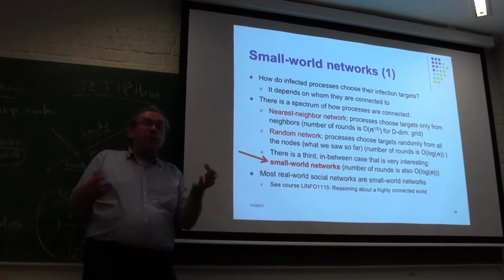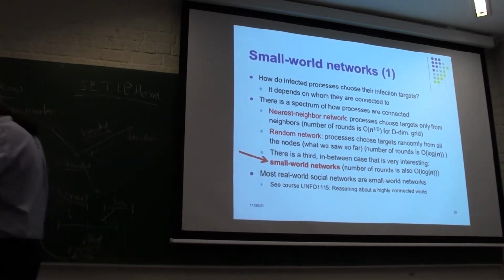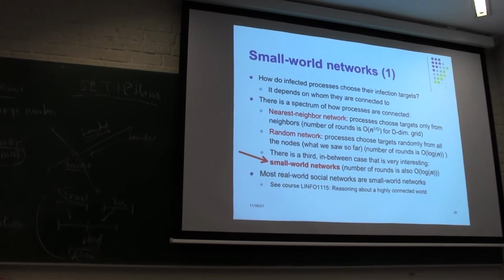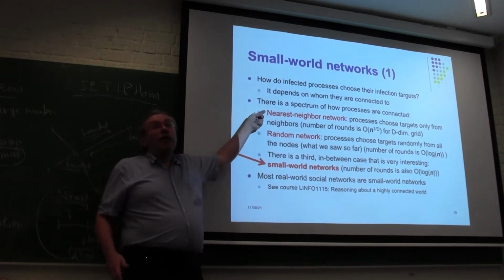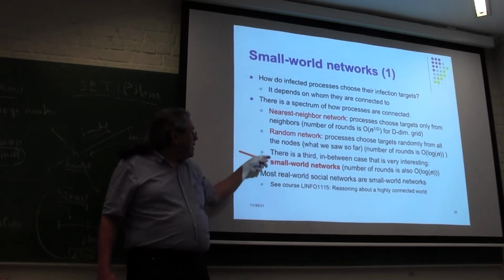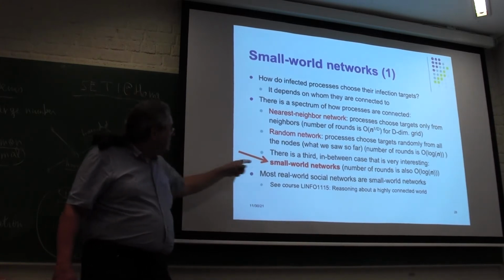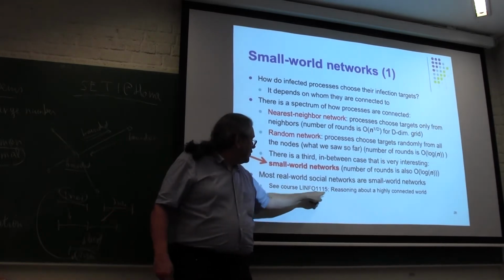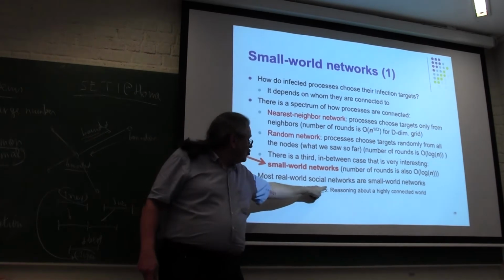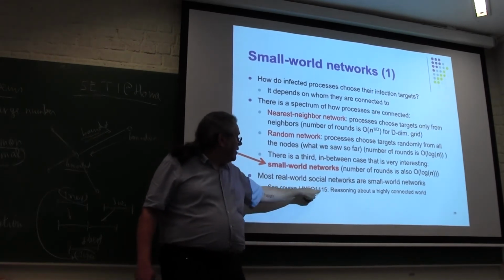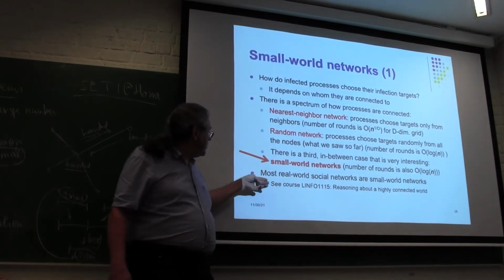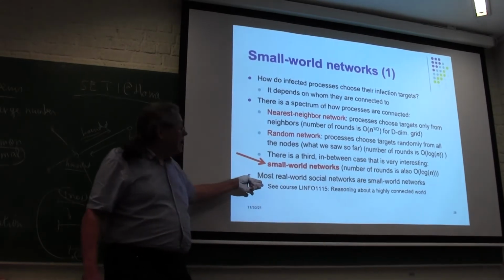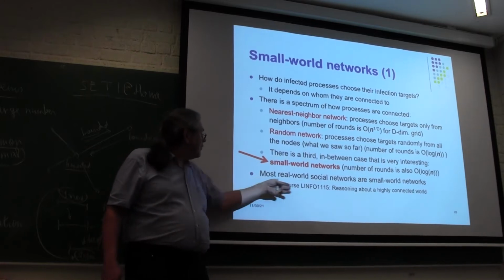So people, when they know other people, it's not random. You don't know randomly a selection of people across the world, but you also don't only know your neighbors. It's something in between. If you're interested in understanding more, there's a course, Reasoning about a Highly Connected World, which really goes into internet structures.